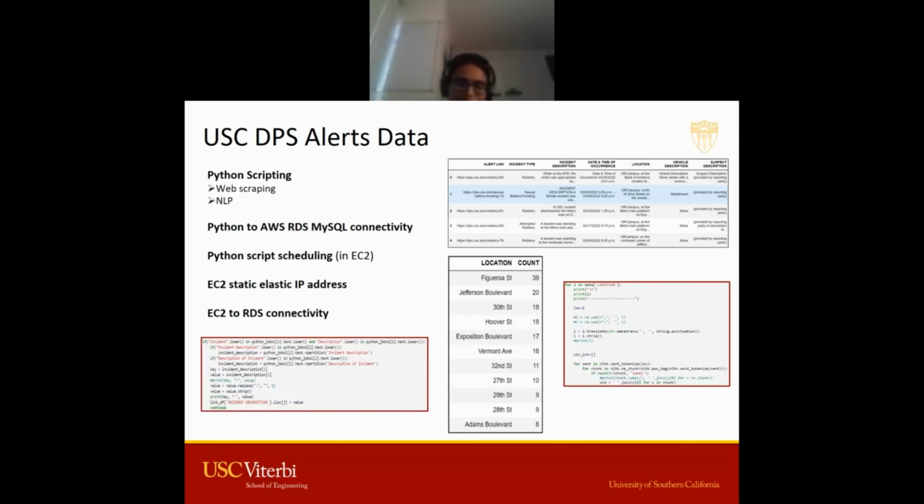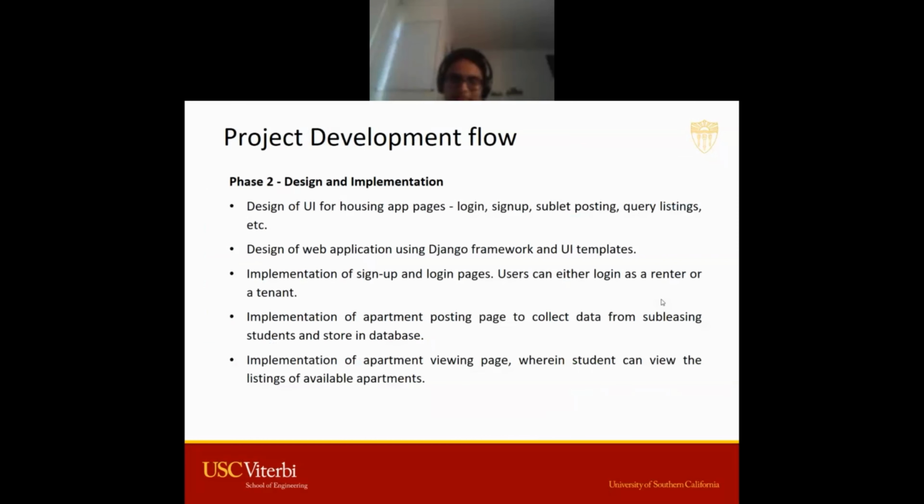And the EC2 instance is associated with a static elastic IP address. So we have made it static because the EC2 IP address is associated to the network security group of RDS. So this helps us to get the refresh data all the time. Next.